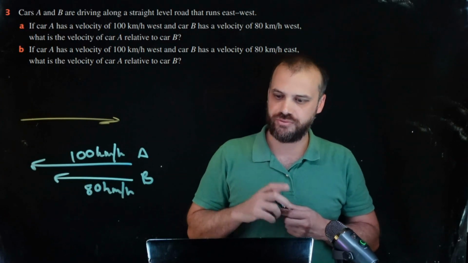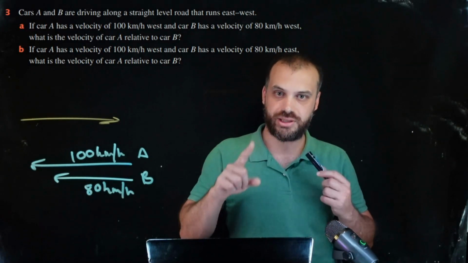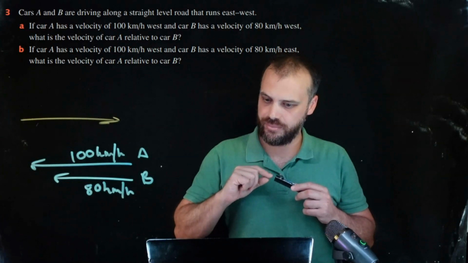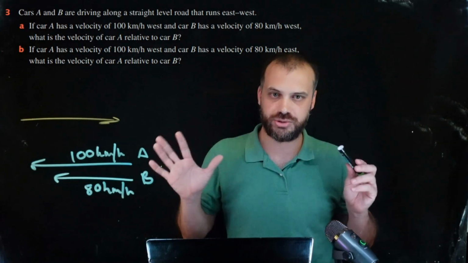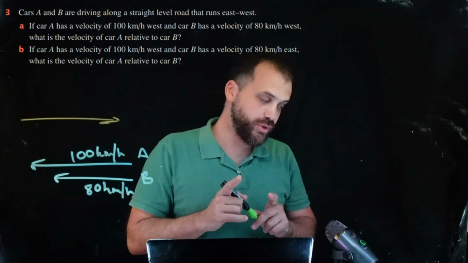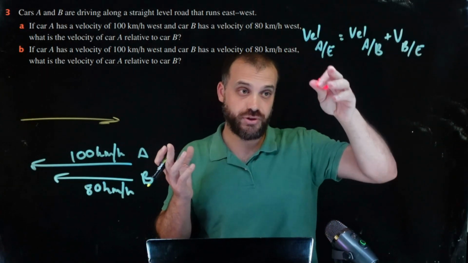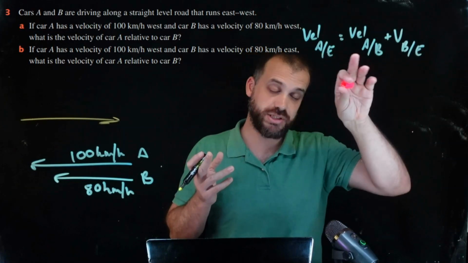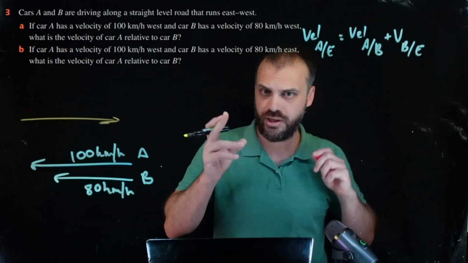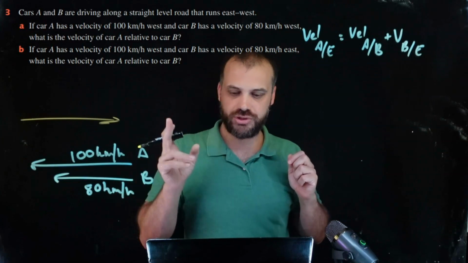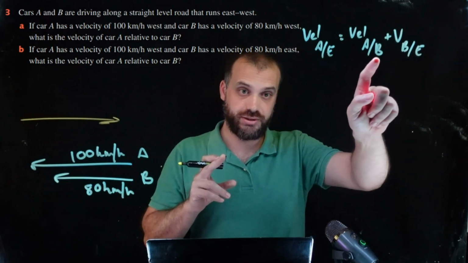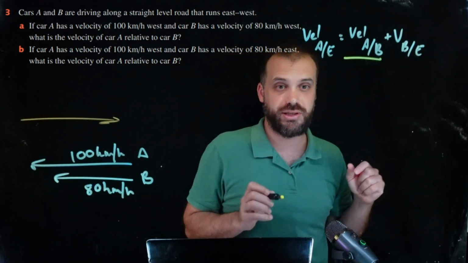What is the velocity of car A relative to car B? Okay, so that's what we're answering, just part A. It's probably worthwhile looking at our formula again. Velocity of A relative to the Earth equals velocity of A relative to B plus the velocity of B relative to the Earth. And we're being asked, what is the velocity of car A relative to B? So we're trying to find this.